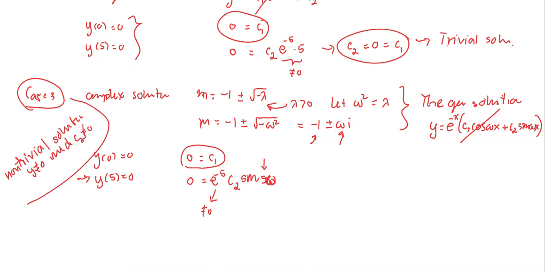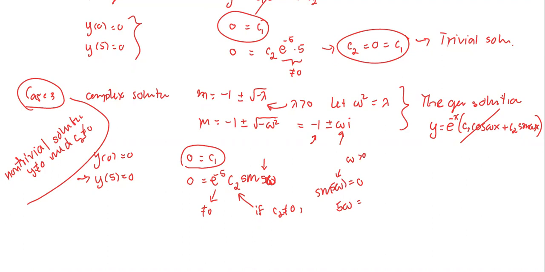Okay, if c2 is not equal to 0, sine of 5 omega must be 0, because that's a product giving you the answer 0, right? So sine of 5 omega equals 0. Same as the last example, what angle 5 omega makes sine be 0? As I said in the previous case, since omega is positive, the angle must be a positive quantity.